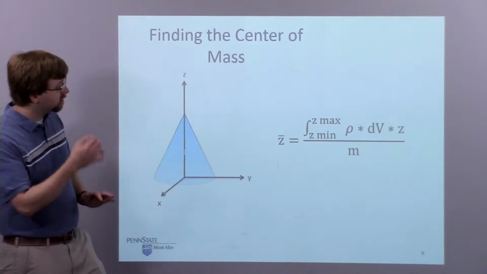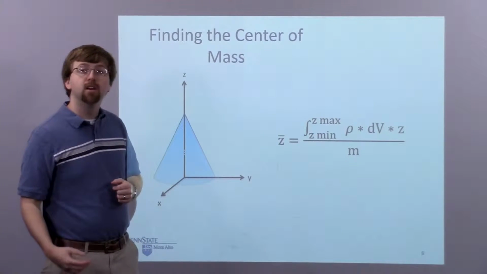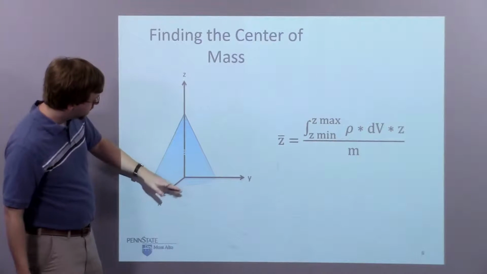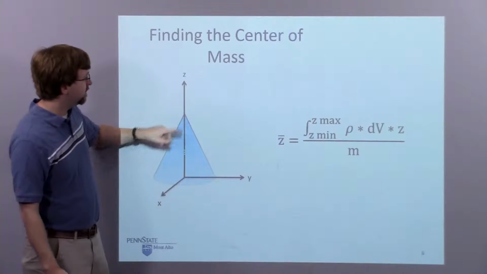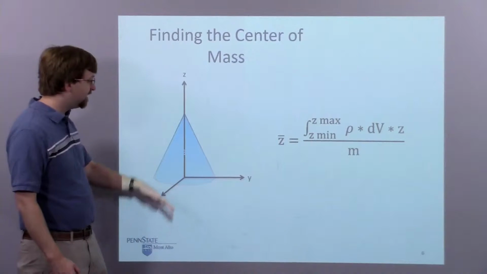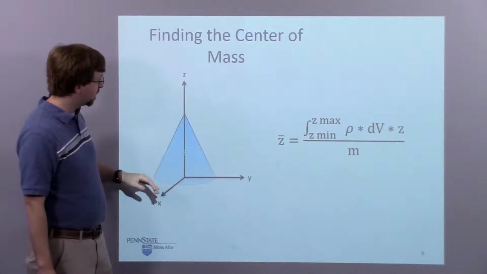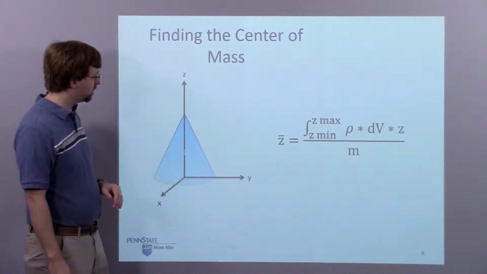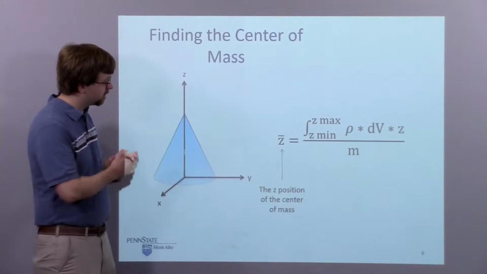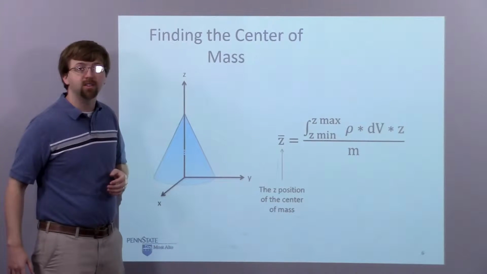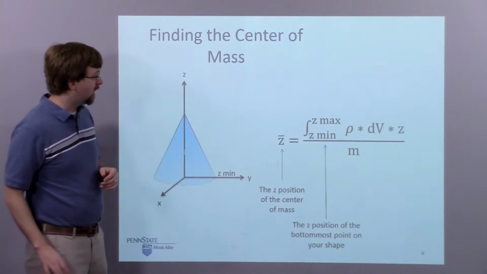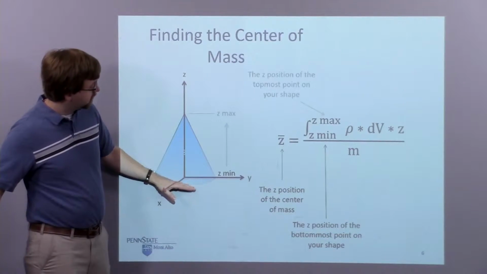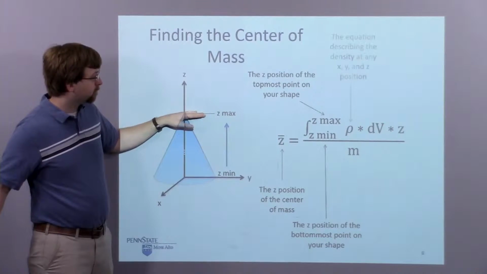Alright, so let's talk about what some of these terms mean for our calculation. So here I've got a cone. It's got a lower density on the bottom, higher density up on the top. So density is changing, and I'm looking for a z bar, so the center of mass in the z direction. If I want to find the position of the center of mass in the z direction, I want to go from some minimum z value, so whatever the bottom of the shape is, up to the top of the shape.